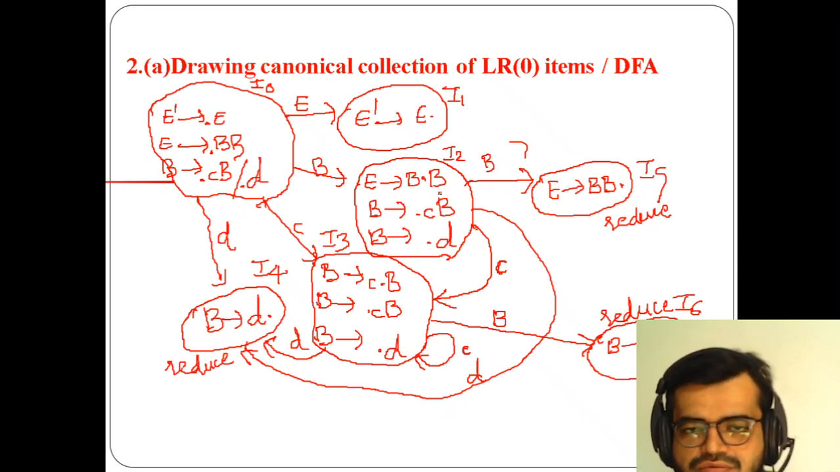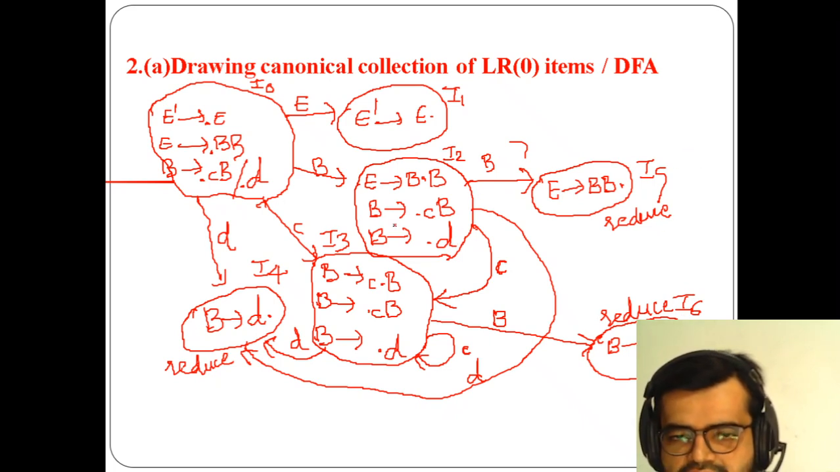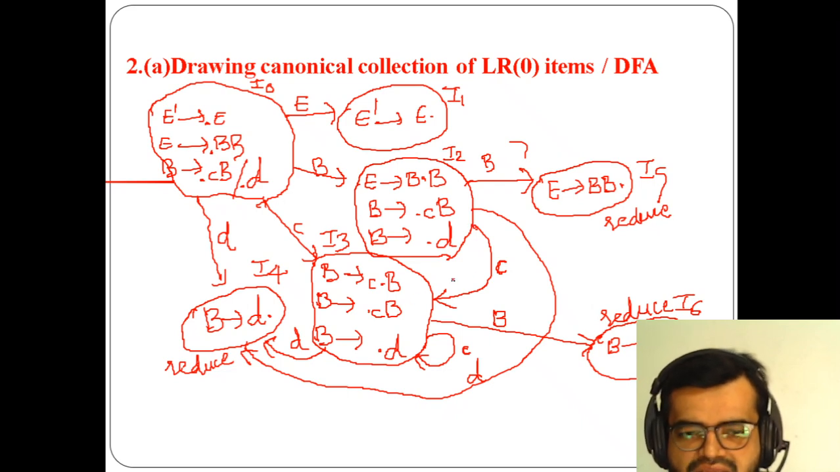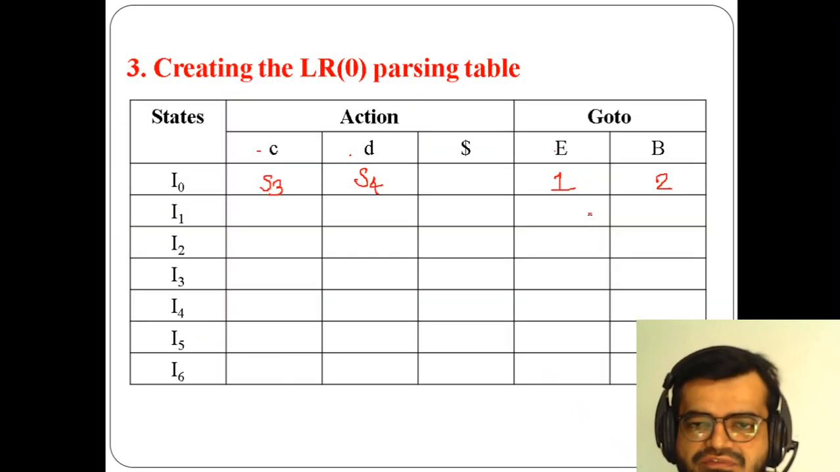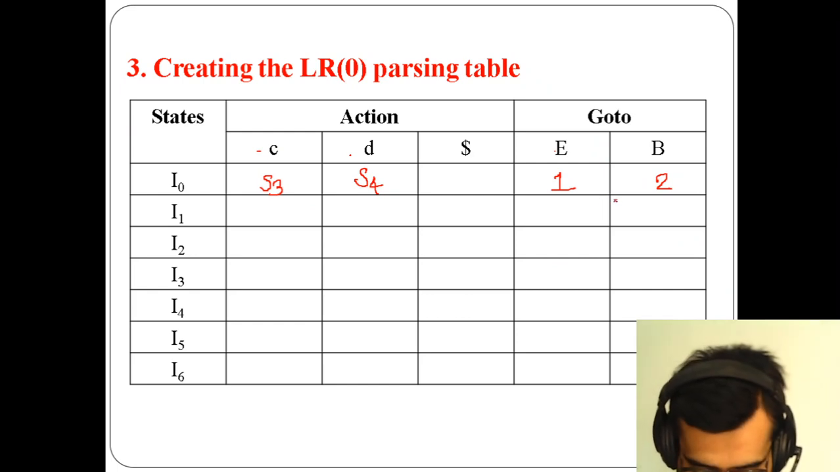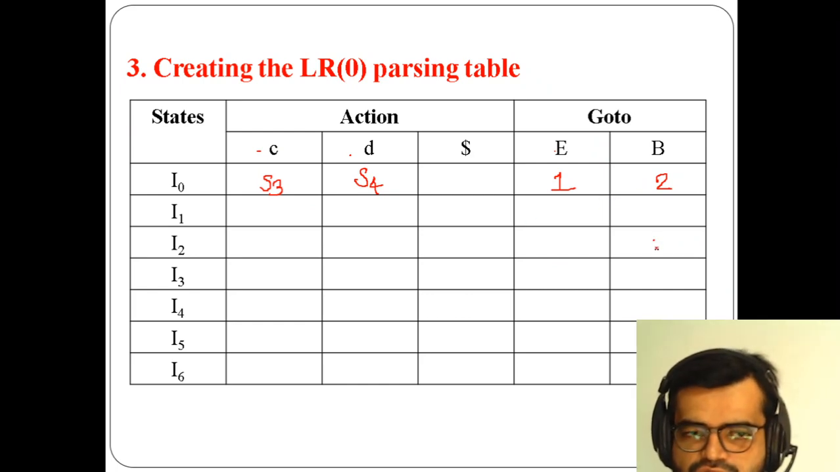Next go to I2. In I2 where is it going? It is going to I5, to I3, and to I4. When it is going to I5, it is going with the help of B. So when it is going with the help of B, which state are you going to? 5. So you have to write 5 from I2.